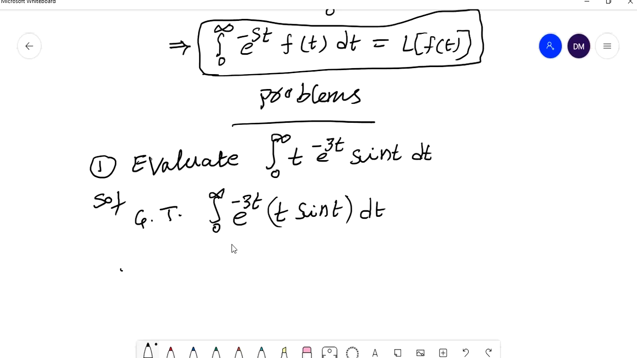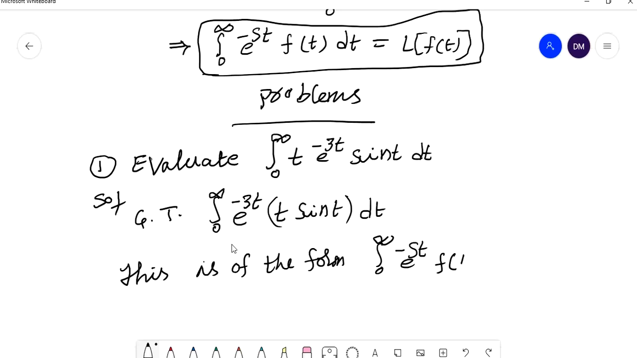What is the form of this integral? This is of the form integral 0 to infinity e power minus st f of t dt. If you compare these two, s is equal to 3, and f of t is equal to t sin t. Now we need this integral value.